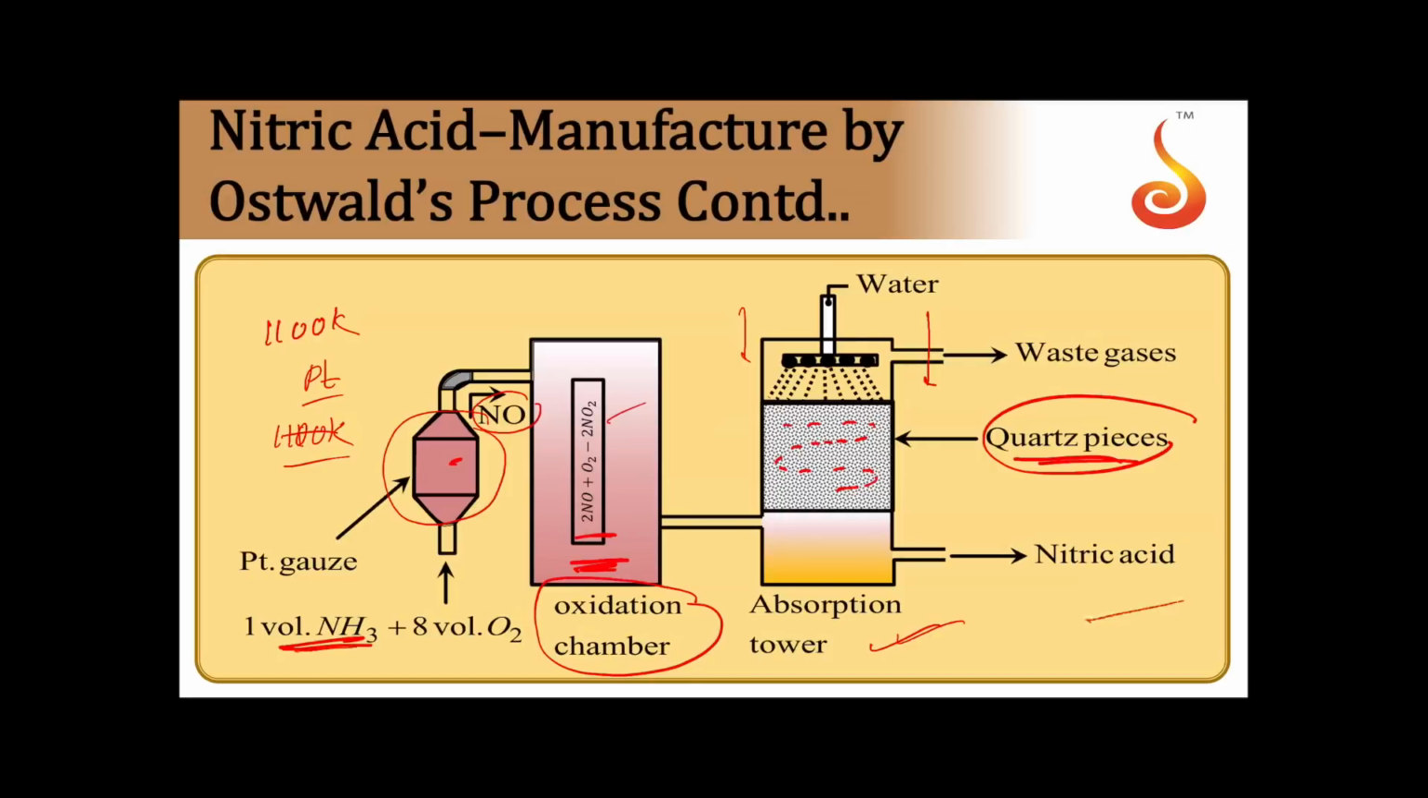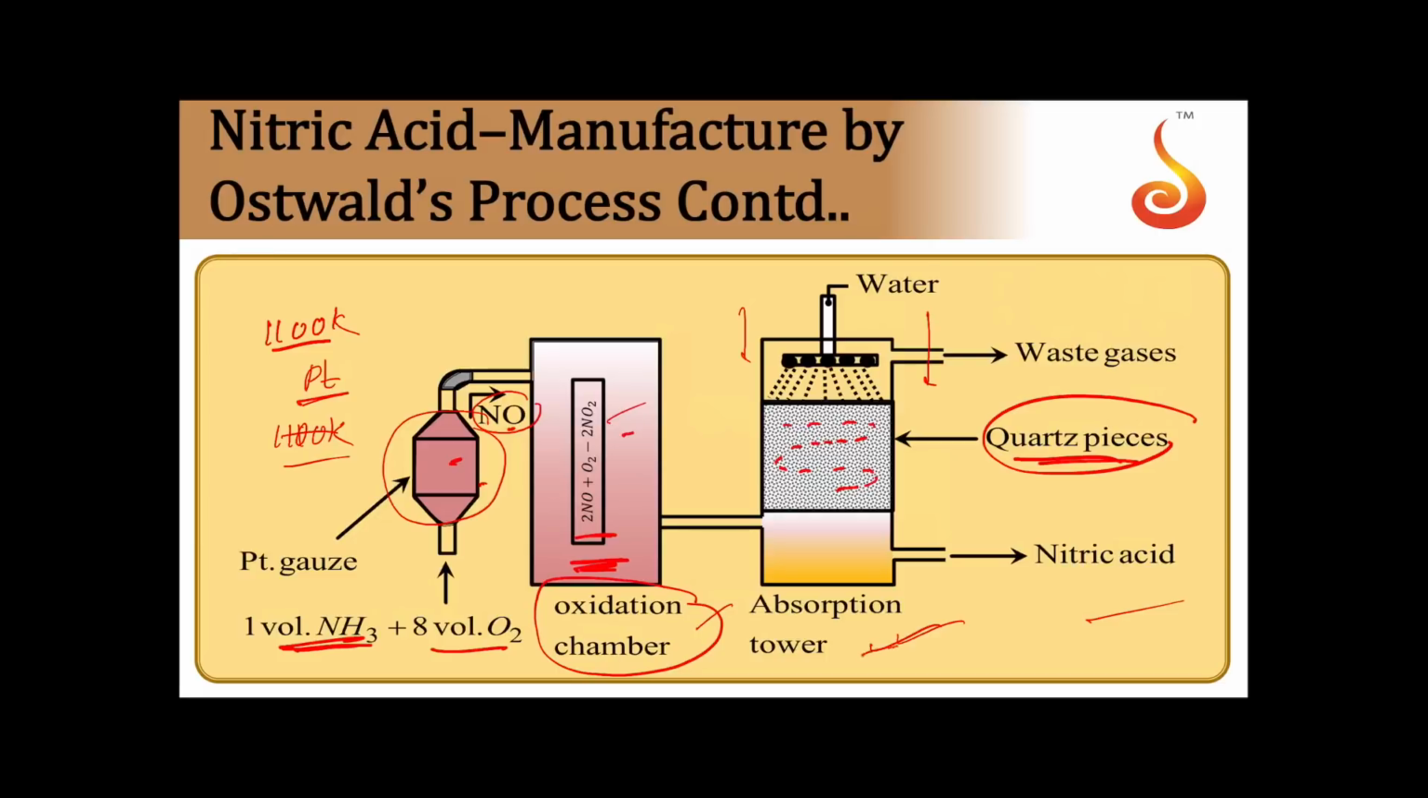So a mixture of 1 volume of ammonia and 8 volumes of oxygen, which is completely free from dust, is passed into the catalytic chamber, which contains platinum at 1100 Kelvin. Once it is heated, we need not heat further, because the heat of reaction itself maintains the heat. Now, once NO is formed here, meaning ammonia is oxidized to NO, it is passed into the oxidation chamber, where NO gets oxidized to nitrogen dioxide.